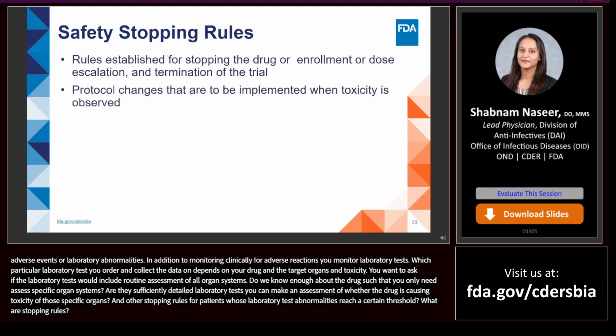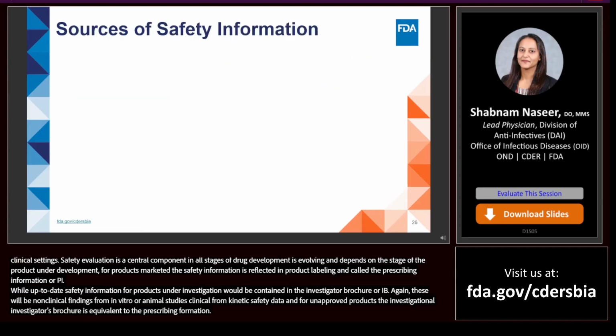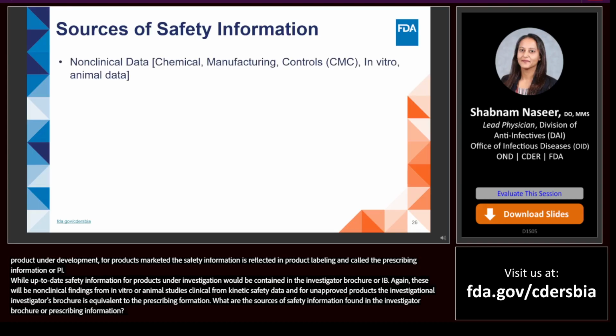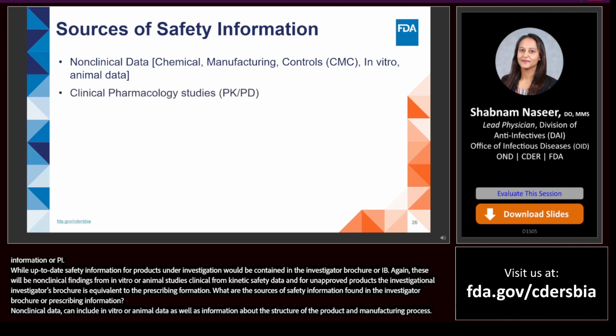Incorporating explicit stopping rules within the trial protocol is essential for swiftly addressing unacceptable toxicity levels. This precaution ensures that the trial can be promptly halted if serious adverse effects are detected. Various sources of safety information, including non-clinical data from in vitro studies and animal research, play a critical role in evaluating a product's safety profile. These findings enhance our comprehension of the associated risks.